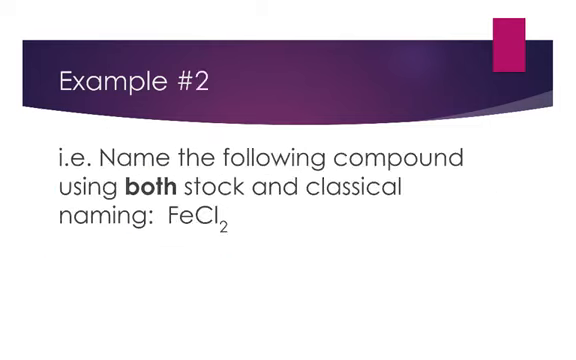Let's do one more where we're naming. So here is our formula, and we want to use both stock and classical naming. So first we have to figure out what iron is and what type it is, and this is where we look at the crossover rule. So this 2 would have come from the iron, because remember when we do crossover rule, the numbers get swapped. So this tells me that I'm working with iron 2.